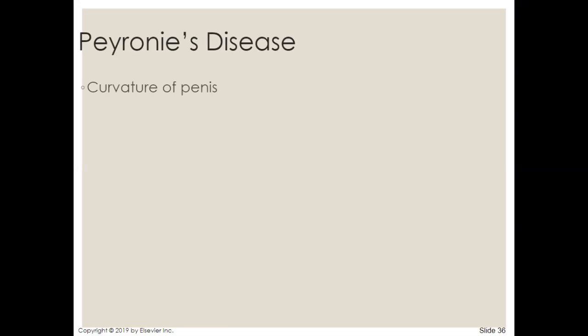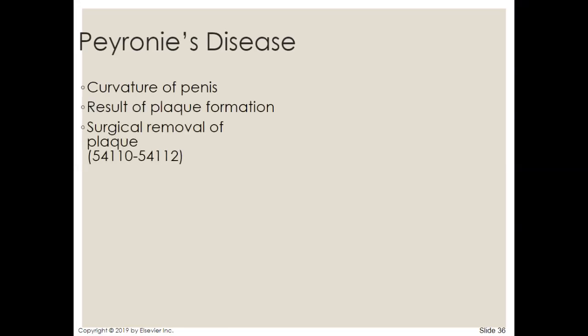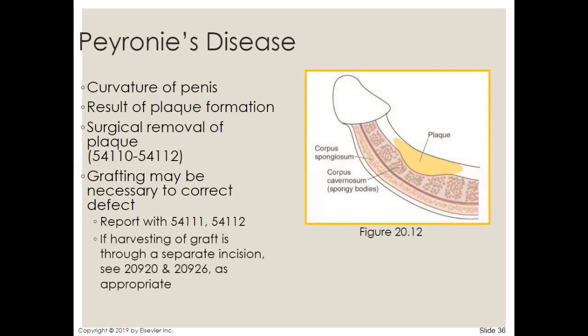Peyronie's disease. What is Peyronie's disease? Peyronie's disease is the curvature of the penis as a result of plaque formation. The surgical removal of this plaque is going to be 54110 through 54112. Grafting may be necessary to correct the defect, and you're going to find those with 54111 or 54112. If a graft harvest is needed through a separate incision, you're going to see codes 20920 and 20926.